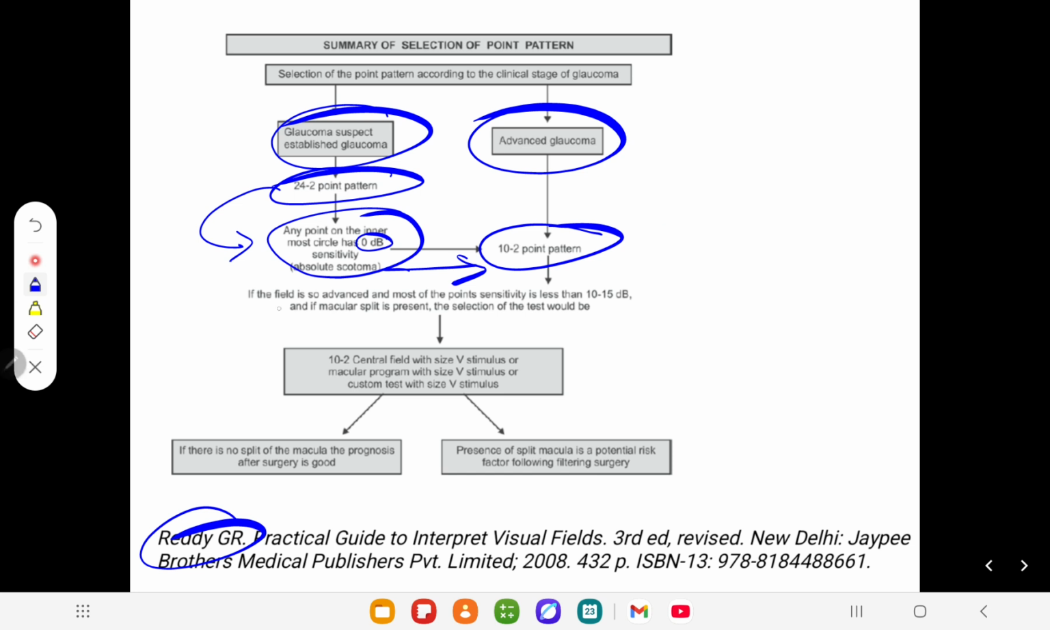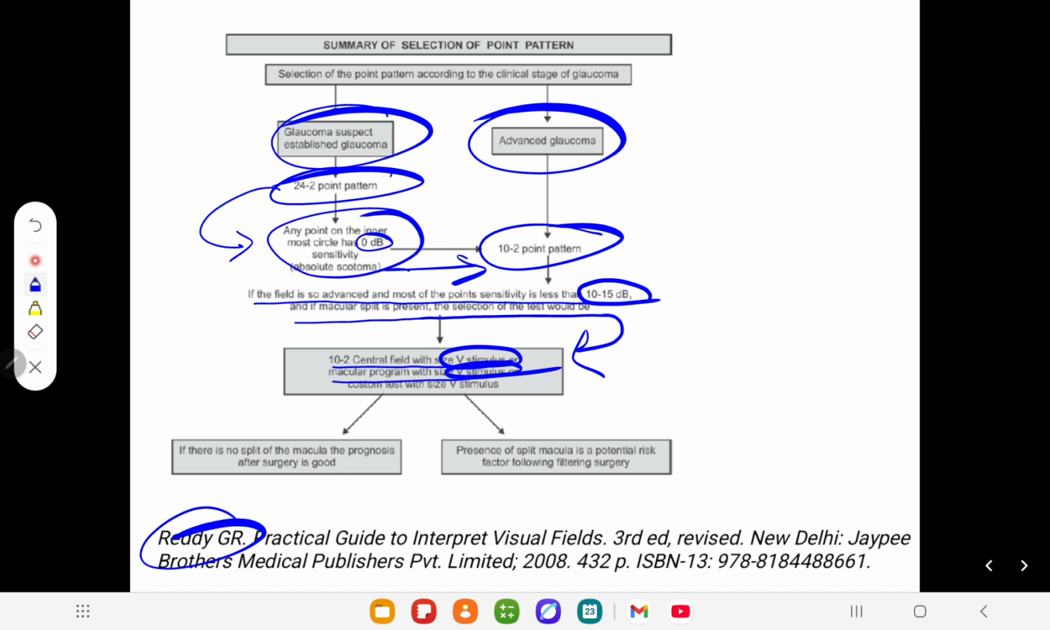Now see, you did all the things, then this happens. If the field is so advanced that most points' sensitivity is less than 10 to 15 decibel, if macular split is present, then you have to go to this. See, 10 central field with size 5 stimulus, macular program with size 5 stimulus, custom test with size 5 stimulus, and we know that if you do size 5 stimulus, there is no SITA normal value. So then these two probabilities are there. If there is no split, monitor macular progress after the surgery, and presence of the split macula is a potential risk factor for the filtering surgery.